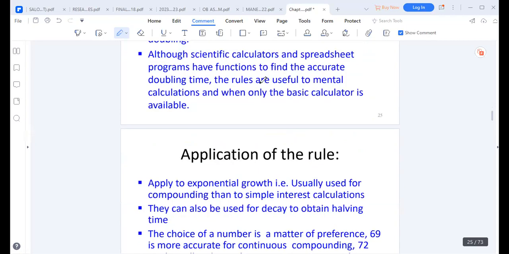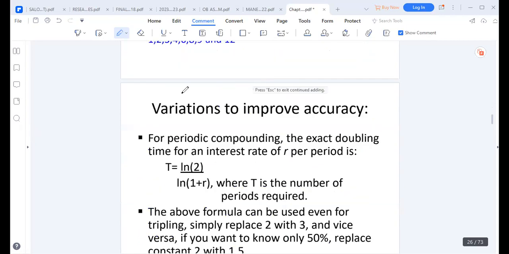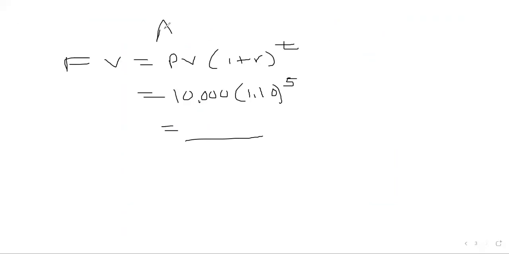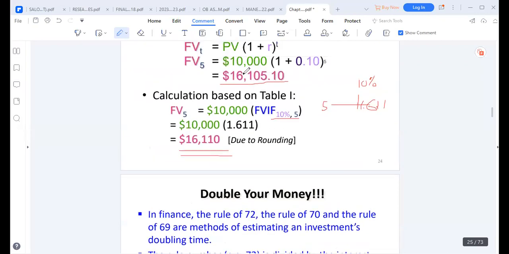So sometimes you may be asked to calculate time. You may be asked to calculate the interest rate. You may be asked to calculate other parameters. So this is using annual compounding. How long or how much will it grow to? We found that here we had calculated 16,105.10.